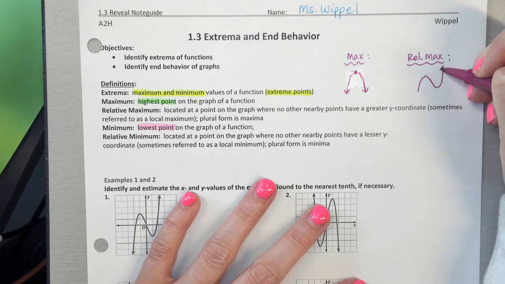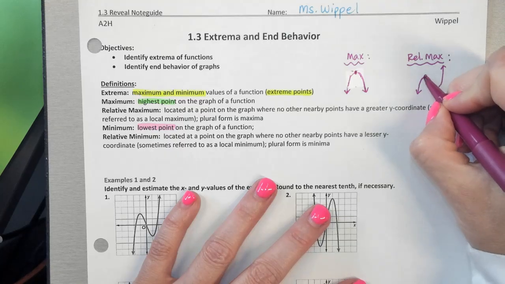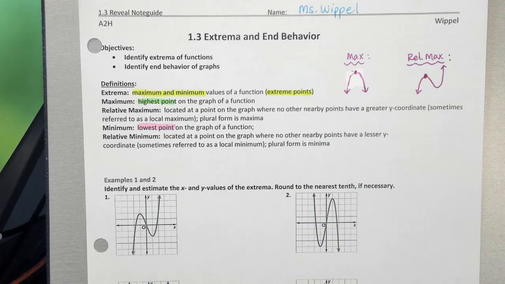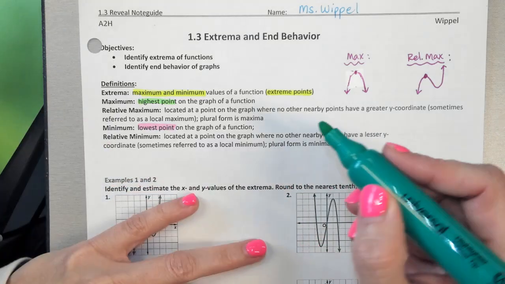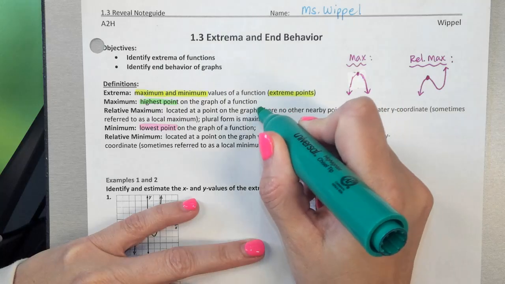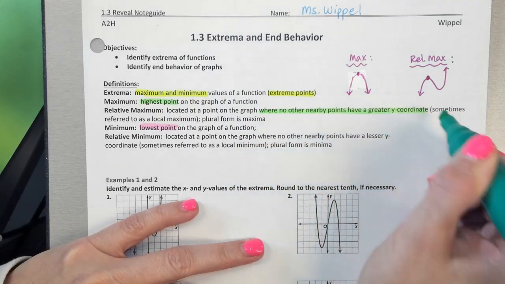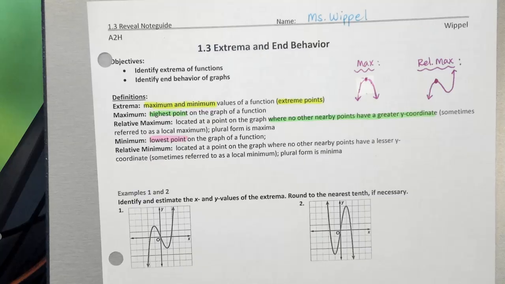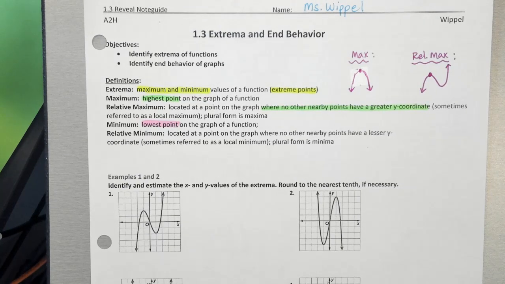Thank you. Okay, a relative maximum means that it is the highest point in that area. It's located at a point on the graph where no other nearby points have a greater y-coordinate. Sometimes it's called the local maximum because it's the highest point in that area. It's not the highest point on the graph because really, what is the highest point on that little graph that I drew there? Yep, infinity, okay?